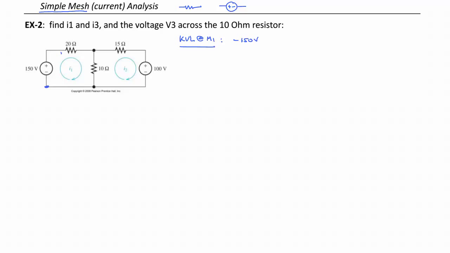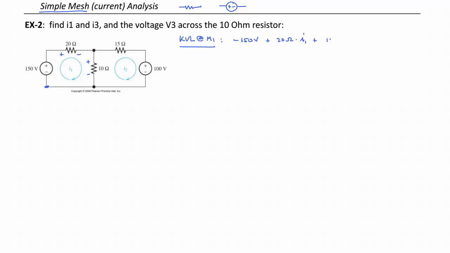You can label voltages either way, but I'm going to label this using passive sign convention. Importantly, I want this voltage to be 20 ohms times I1, not 20 ohms times minus I1. I'm just prone to make a mistake then. So to do that, I'm going to label these voltages plus to minus as I go clockwise. So I encounter the positive sign. So I'm going to write plus, and then we'll do 20 ohms times I1.